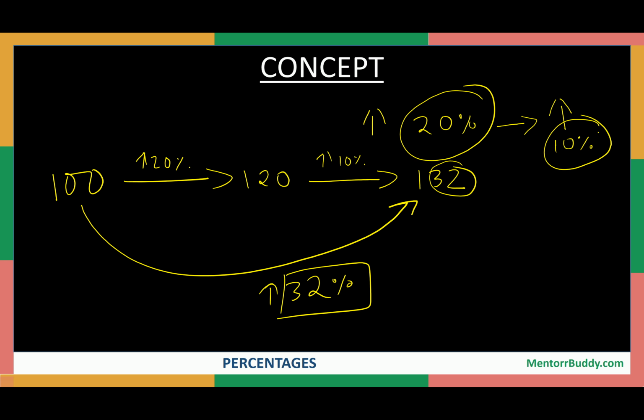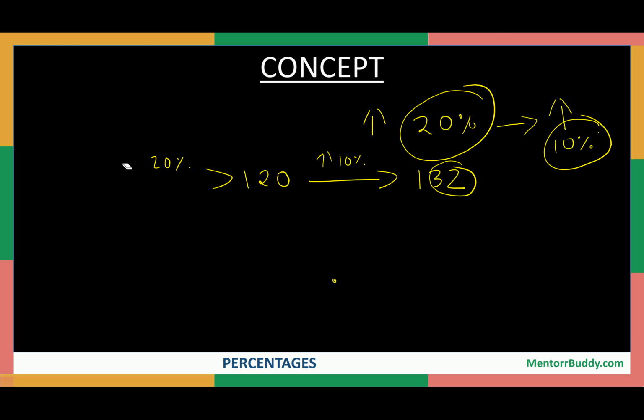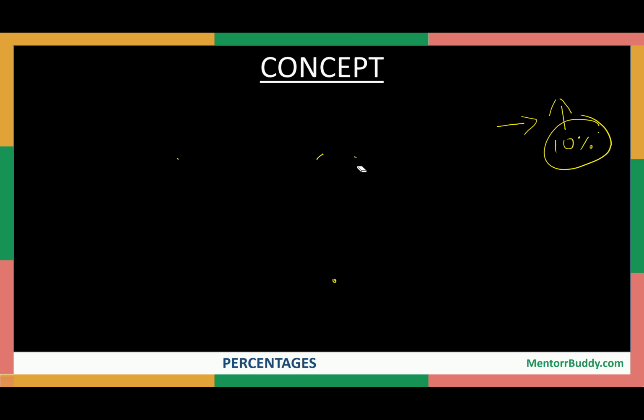So the final increase is not 30%, but 32%, which is more than the actual percentage it looks like. This thing is called successive percentage change. It means the percentage is increased, and then on the final value the next percentage is applied. It is not that you add all the percentages and then do it, right?